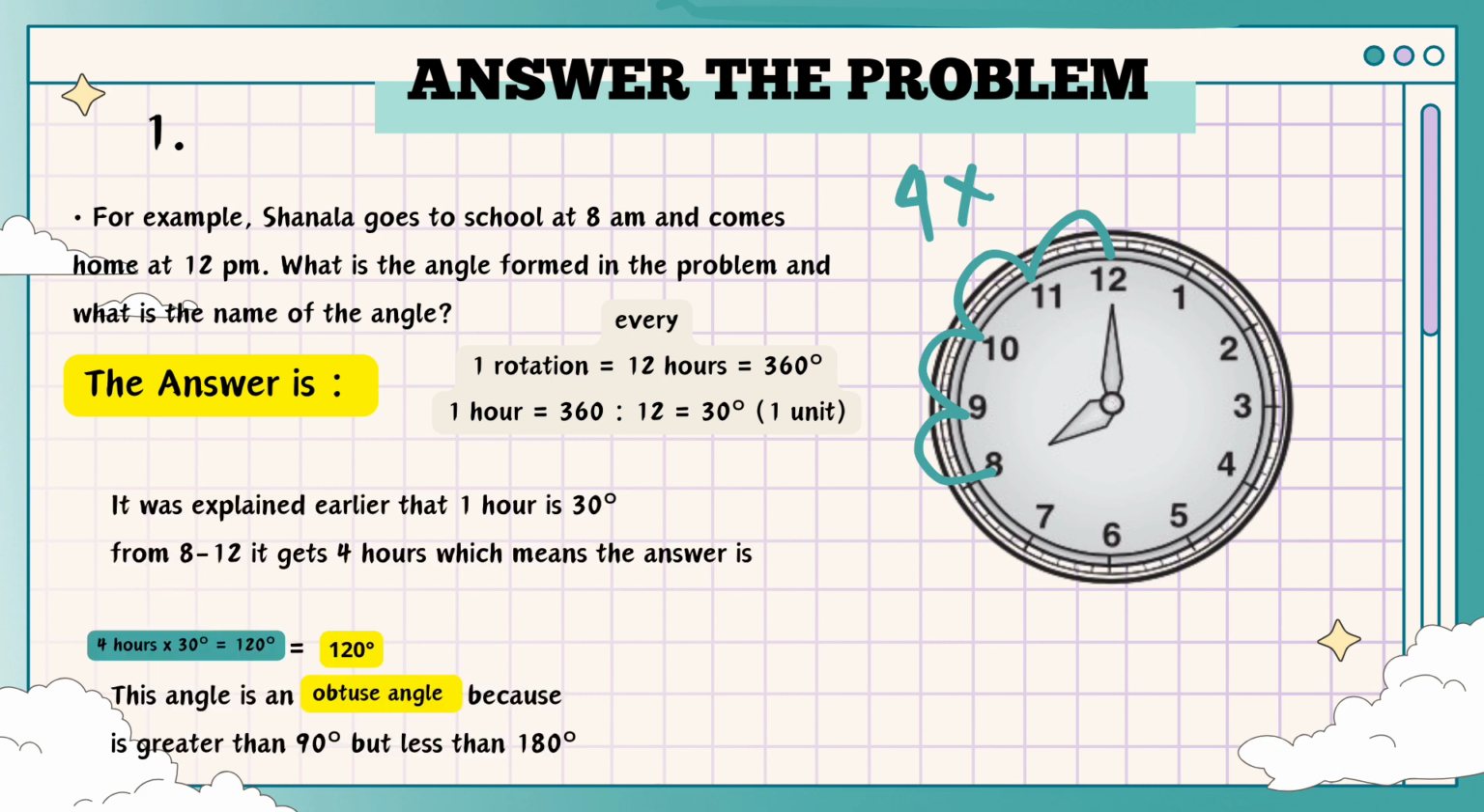It was explained earlier that 1 hour is 30 degrees, and from 8 until 12 it gets 4 hours, which means the answer is 4 hours times 30 degrees equals 120 degrees. This angle is an obtuse angle because it's greater than 90 degrees but less than 180 degrees.